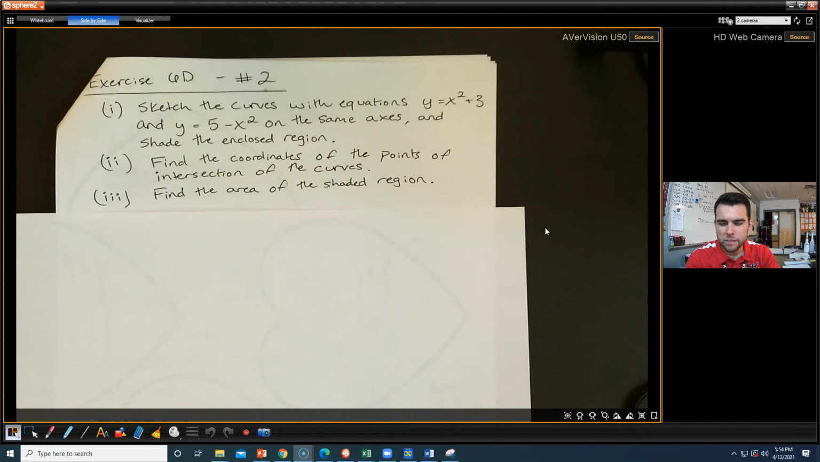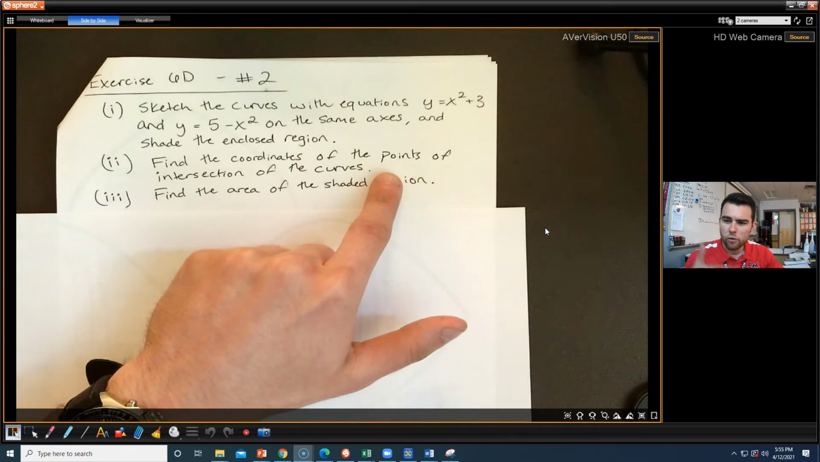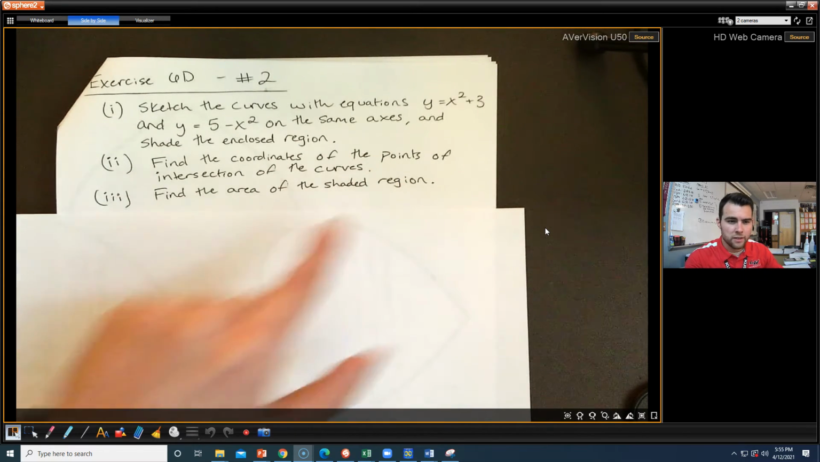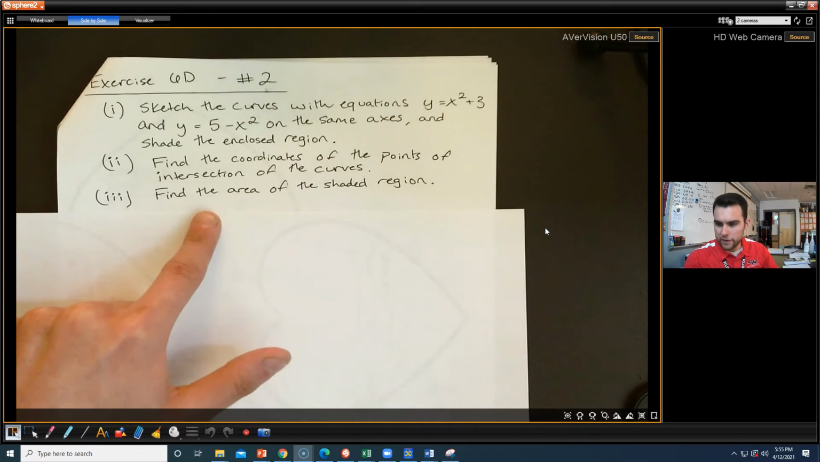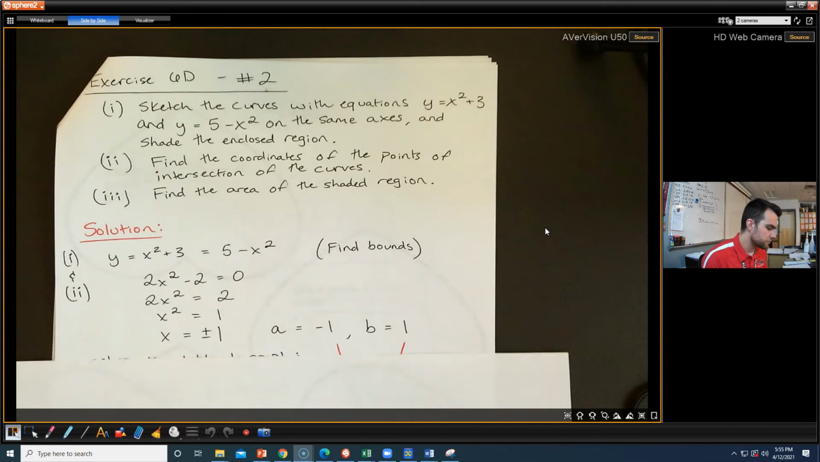We're going to have to set up some kind of xy table and do it that way. Part 2 wants the coordinates of the points of intersection. That's not going to be too bad: again, setting them equal to each other and solving for x. But it wants the points, so it wants the y-coordinate as well. And then part 3: find the area of the shaded region using integration. Okay, so here's our solution.